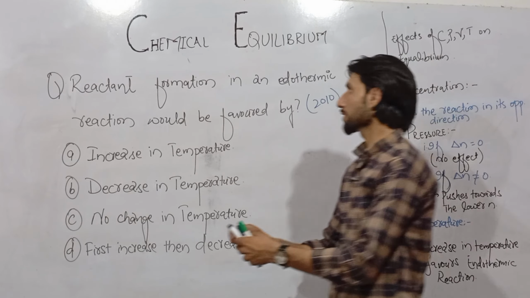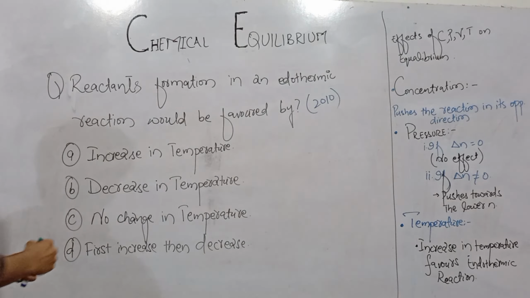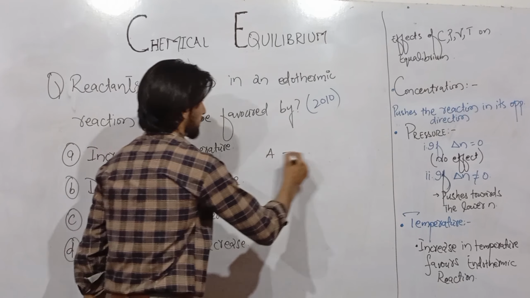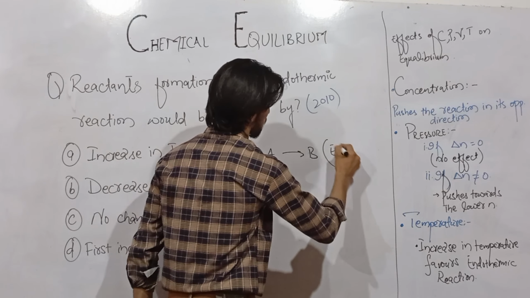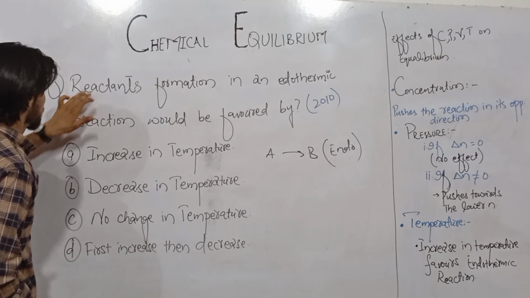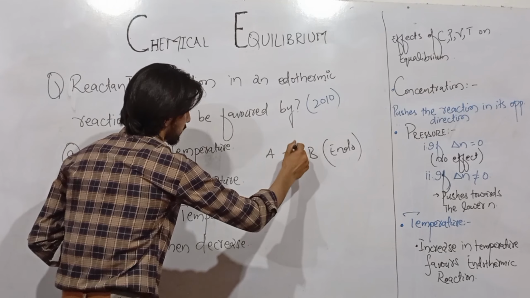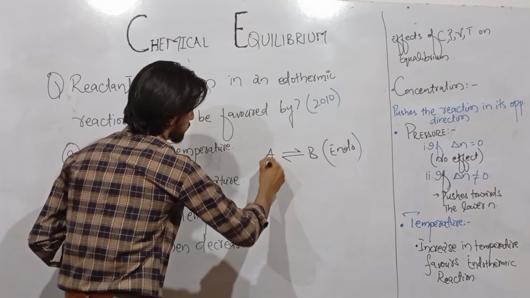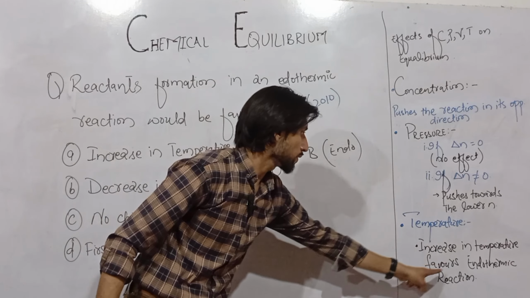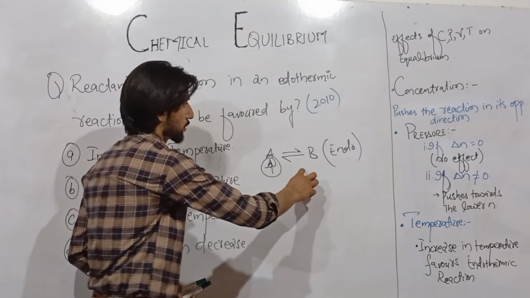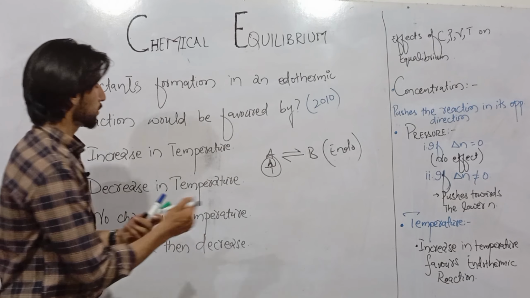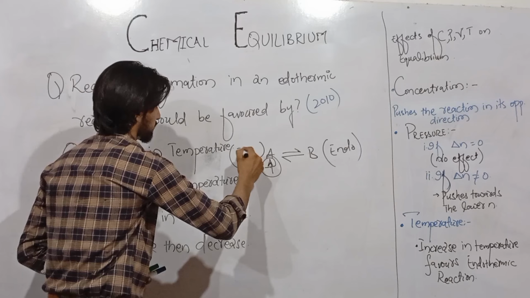Reactants formation in an endothermic reaction would be favored by... What is it saying? That this reaction is endothermic in the forward direction. So the formation of reactants would be favored by, as we discussed earlier, an increase in temperature favors endothermic reaction. So this reaction is endothermic in the forward direction, so it will be exothermic in the backward direction.